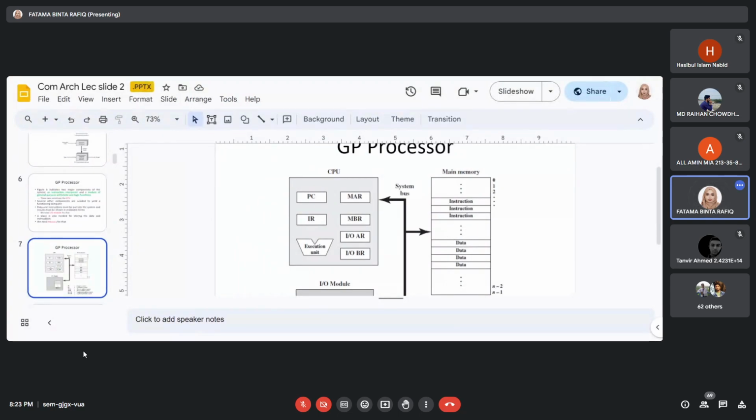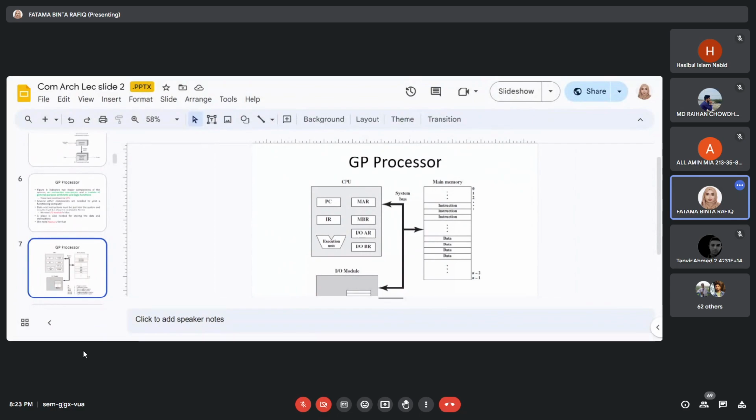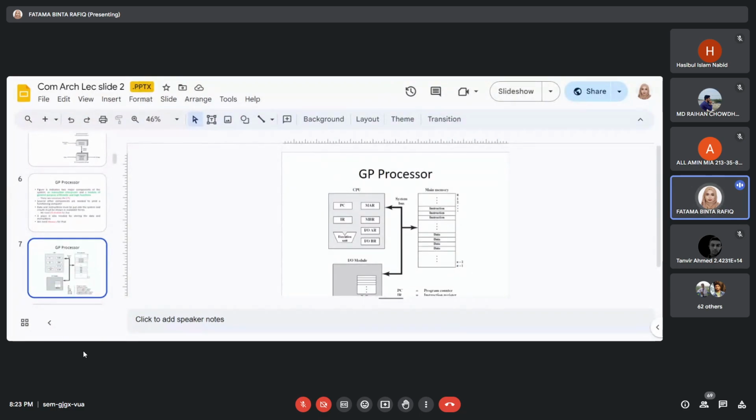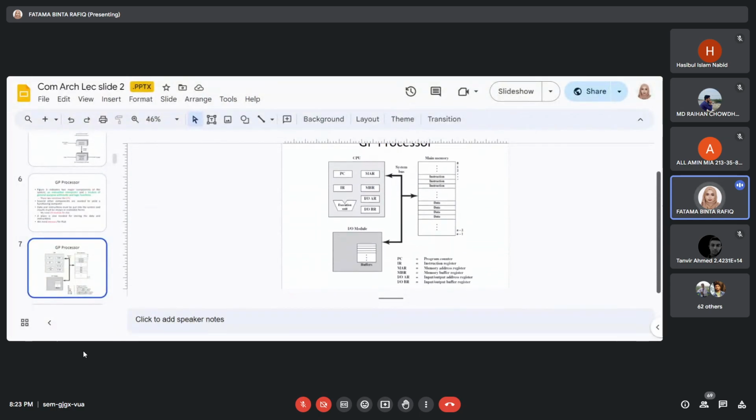Just wait a minute. Can you see the full picture? Is it clear?